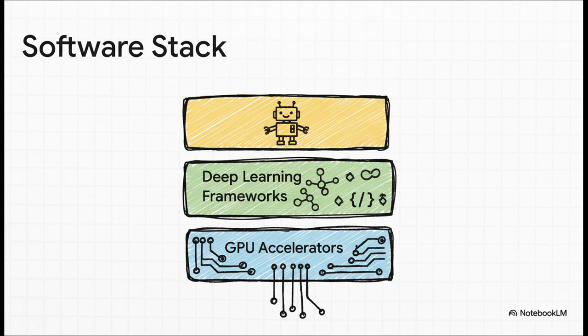But great hardware is nothing without the right software stack on top. This all starts with a deep learning framework, probably PyTorch or TensorFlow. Then you have GPU accelerators like CUDA and cuDNN, which are what let your software actually talk to the hardware efficiently. And to make all our lives way easier, there are incredible helper libraries like Hugging Face's transformers that handle a ton of the complexity for us.